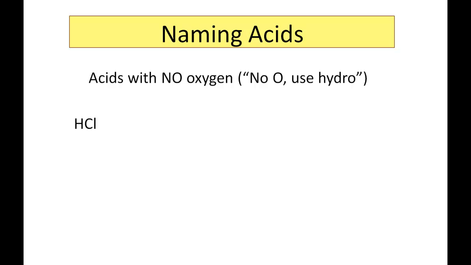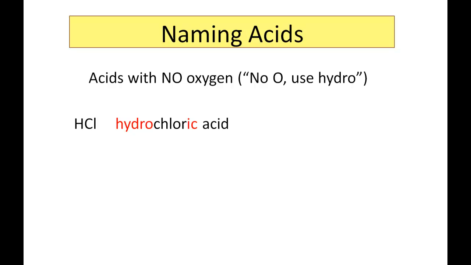Acids with no oxygen use the word hydro, and I've come up with the phrase, no O, use hydro. For example, HCl has no oxygen in it, so we would say hydrochloric acid. Let's analyze this. Since it has no oxygen in it, we start the word off with hydro. Then we take the chlorine, get rid of the INE at the end and put IC, and then of course put the word acid.